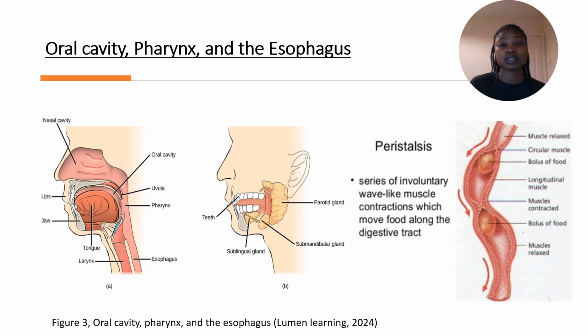There are two sphincters in the esophagus. The lower sphincter relaxes to enable the bolus to enter the stomach and prevents stomach material from flowing back, and the upper sphincter blocks air from entering the digestive system.